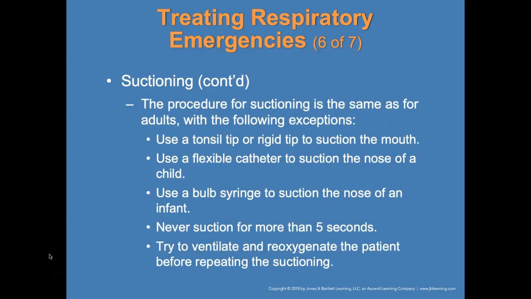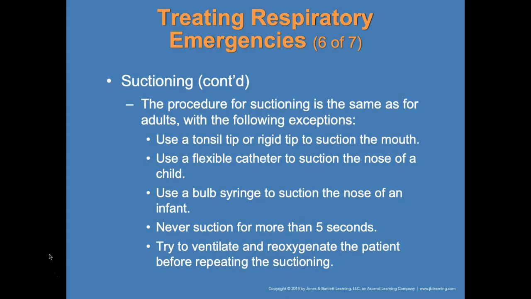All right, so the procedure for suctioning is the same for adults with the following exceptions. We're going to use that tonsil tip or rigid tip to suction the mouth, flexible catheter to suction the nose of a child. Might use a bulb syringe. If you have babies, you know what this is. It's that blue bulb. You squeeze it, it suctions their nose out. You never want to suction for more than 5 seconds, because if you're suctioning, any air that they're getting down in there, you're sucking back out, so they're not breathing.